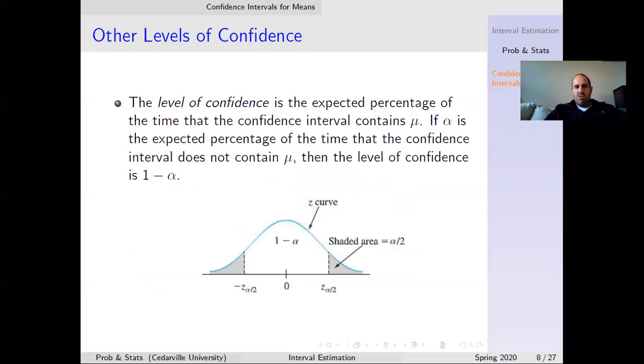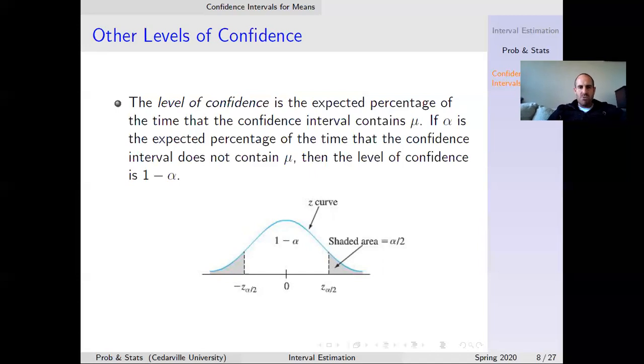So there are other levels of confidence. I mean, you might say, why 95%? Why not 99%? Why not 100%? Well, the issue is 100% isn't possible to achieve because no matter how far out I go, I'm always going to have a little bit of probability left in the tails, okay? The level of confidence is the expected percentage of time that the confidence interval will contain mu, okay?